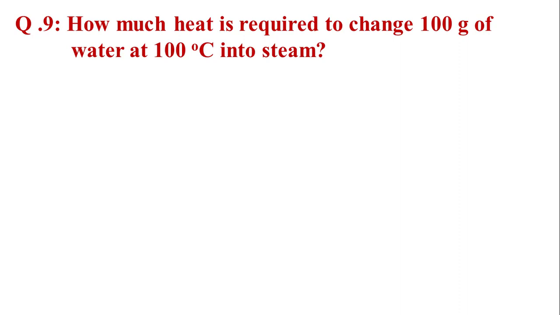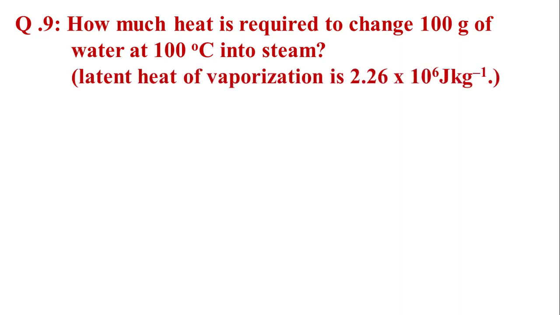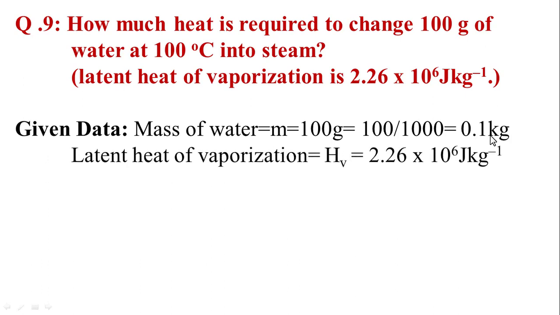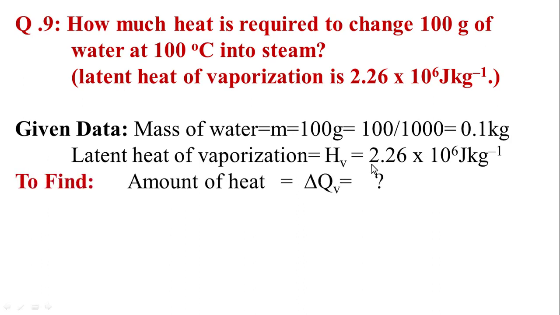into steam? First of all, write the given data. We have mass of water M equal to 100 gram. Change 100 gram into kilogram, then 100 divided by 1000 is equal to 0.1 kg. And latent heat of vaporization Hv is equal to 2.26 multiplied by 10 raised to power 6 joule per kg. To find the amount of heat, delta Qv is equal to question mark.